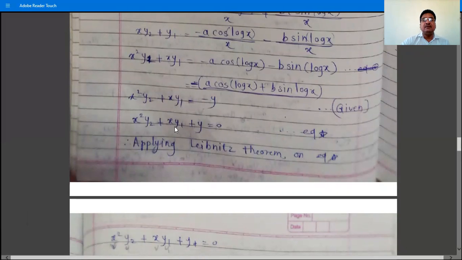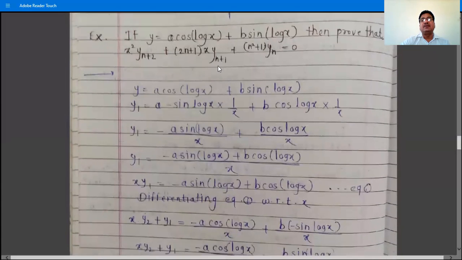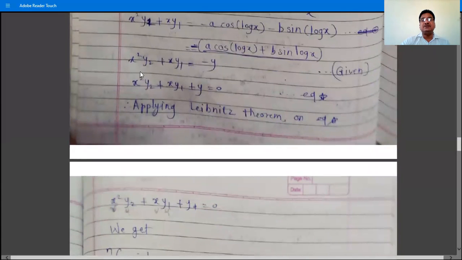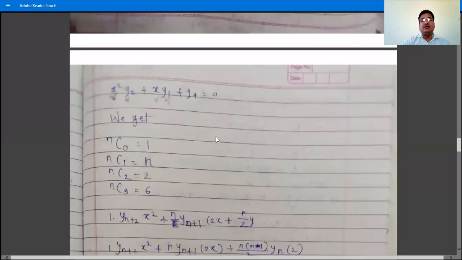That is, after second order derivative, we have this equation. Now we have to find the nth order derivative of this equation. From this equation, we have to find the nth order derivative in order to prove this. So differentiate this equation star n times with respect to x by Leibniz theorem. We have this step. So don't write all these steps.